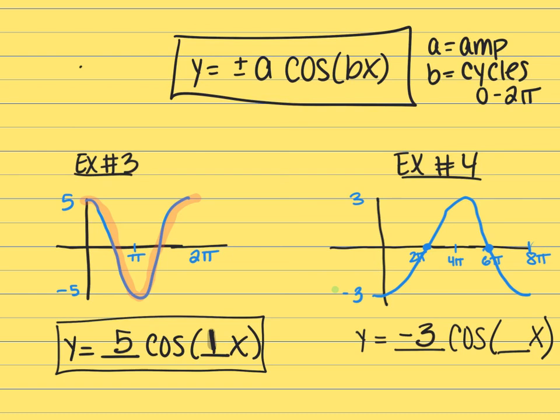And then last but not least is going to be the b value, the number of cycles I see between 0 and 2 pi. Well, this one's a little interesting because 0 to 2 pi is only this part of the graph. So what portion of a cosine curve is that? You should be saying 1/4.